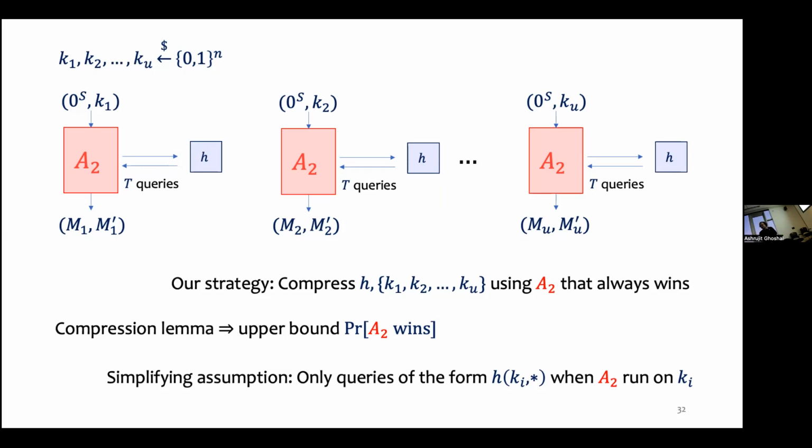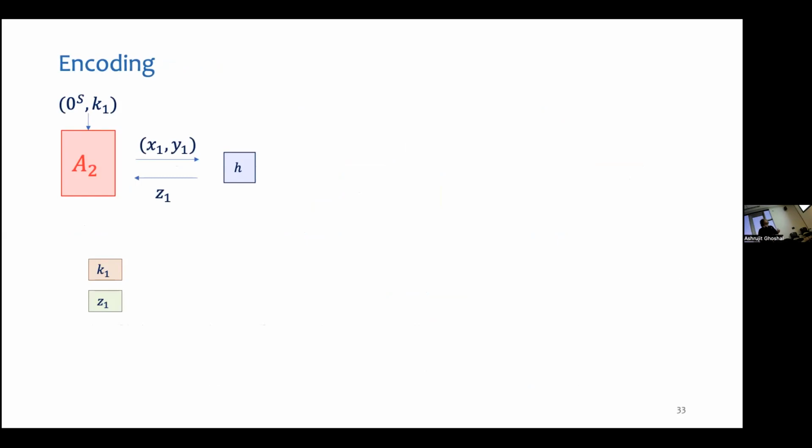Of course, this assumption is a very unreasonable one, and we'll get rid of it eventually. So, assuming that, this is our encoding strategy. When the adversary gets the first key as input, we add the key to our encoding. Whenever the adversary makes a query, we add the answer of the query to the encoding until the first time, when running on a particular key, there's a collision. That is, Zj equals Zi, such that Zi was the response for some earlier query.